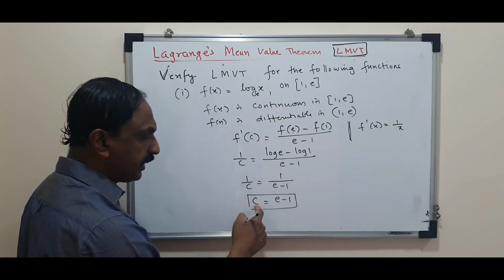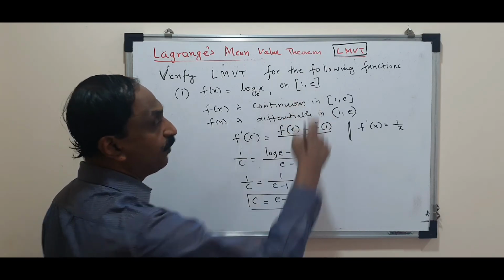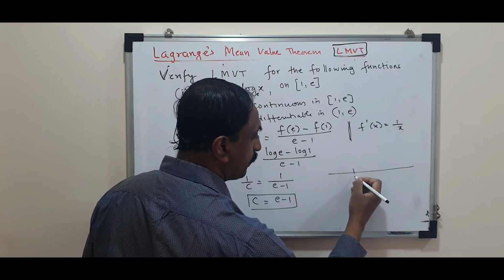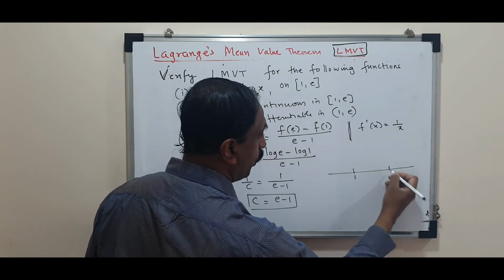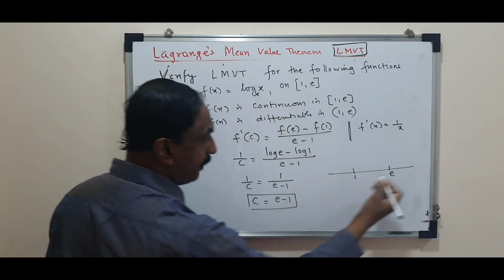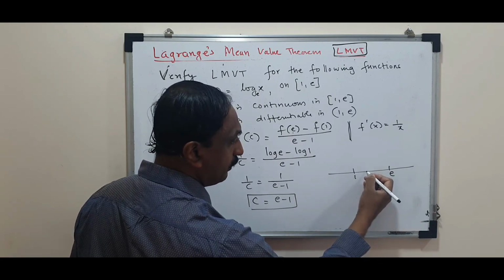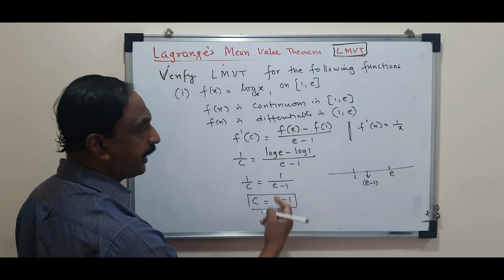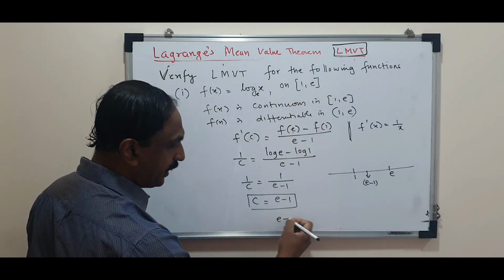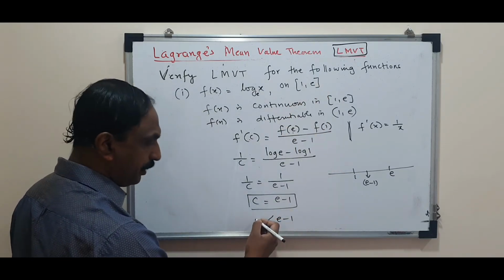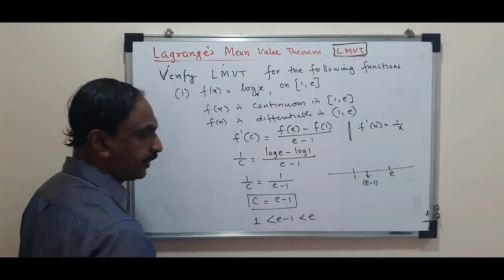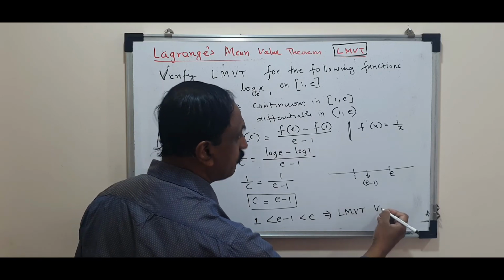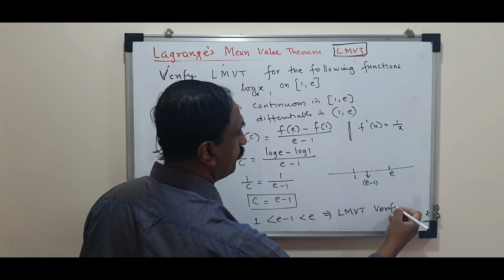Now we need to check whether this number lies between 1 and e or not. You know that e is approximately 2.4. So e minus 1 is somewhere around 1.4. So naturally e minus 1 will be a number between 1 and e. That implies LMVT is verified.